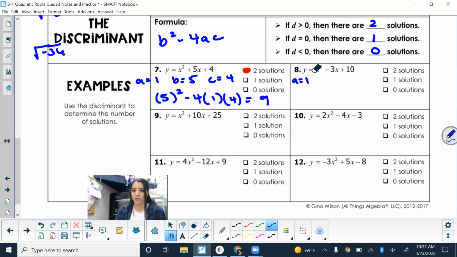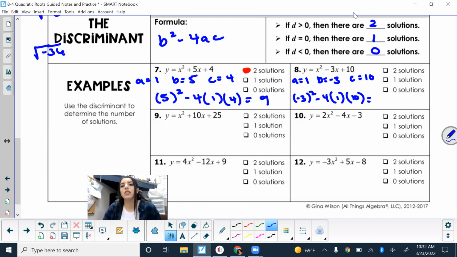So A, the number in front of the x squared, is 1, B is -3, and C is 10 in this one. So the signs in front of each term matter. If it's negative, you need to put that it's negative. And then plug it into your discriminant formula. So B squared, so -3 squared, minus 4 times A, which we said is 1, times C, which we said is 10.